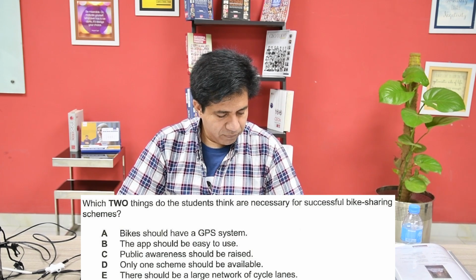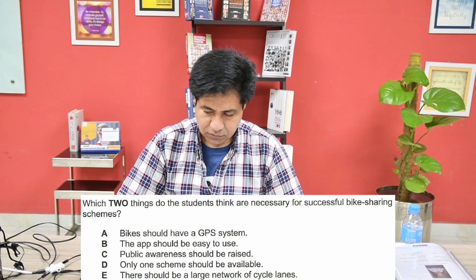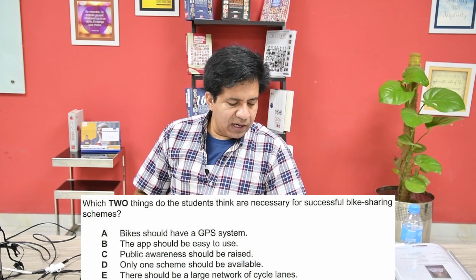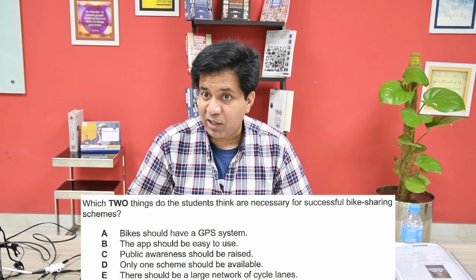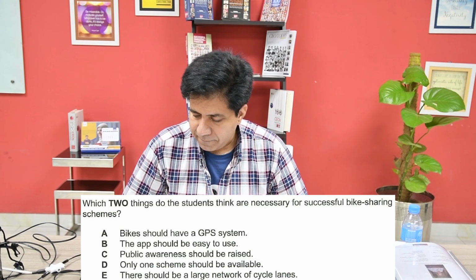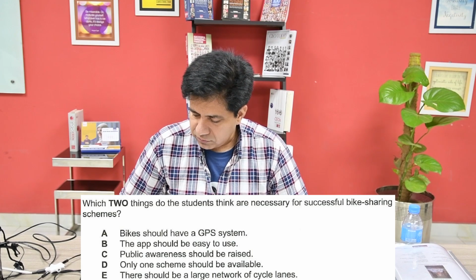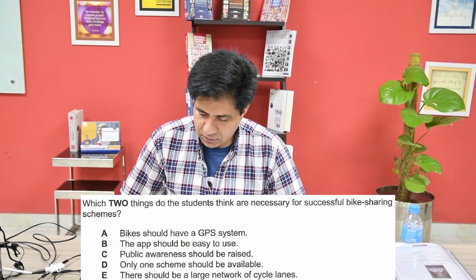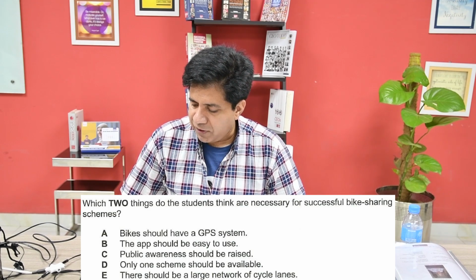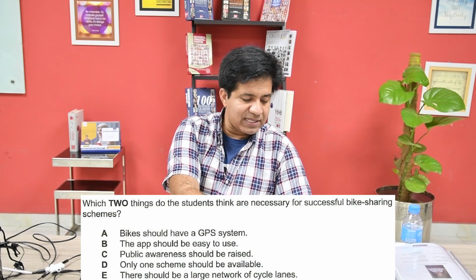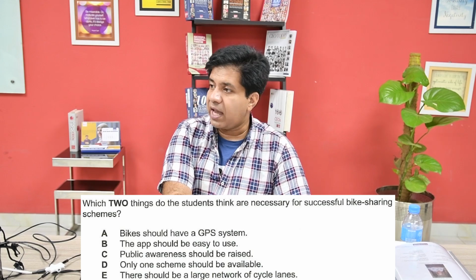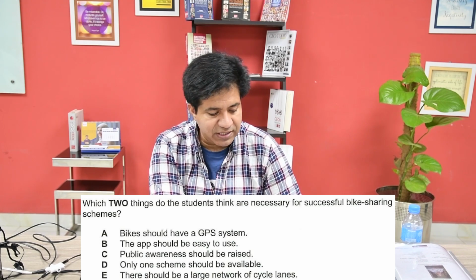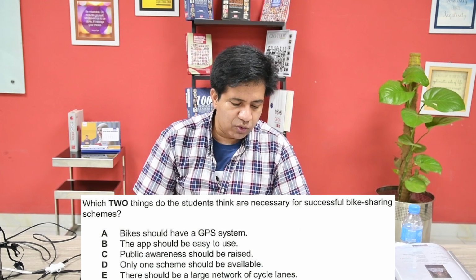Cities which have opened loads of new bike lanes at the same time as introducing bike sharing schemes have... Okay, now there should be a large network of cycle lanes. Now they are talking about it. Listen. Generally been more successful, but there are examples of successful schemes where this hasn't happened. So there are examples of successful schemes where this hasn't happened. There should be a large network of cycle lanes. So it is not necessary. There are examples of some schemes where this hasn't happened. So E is also the wrong one.